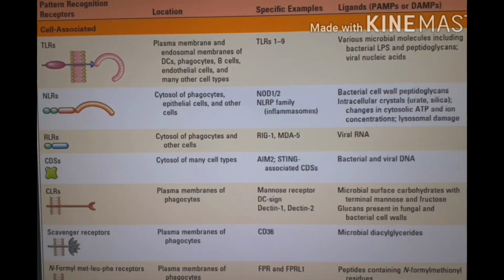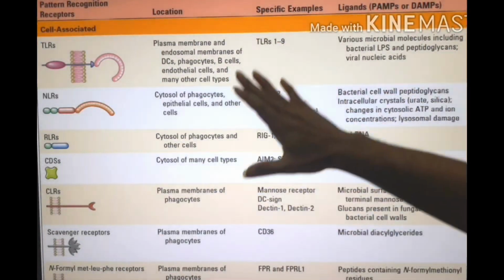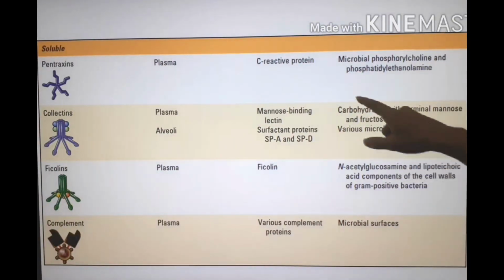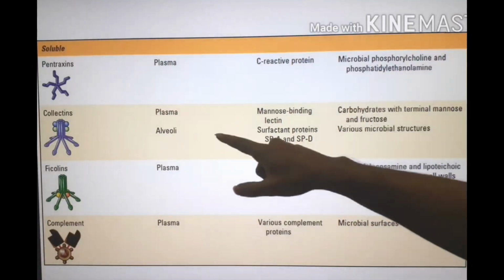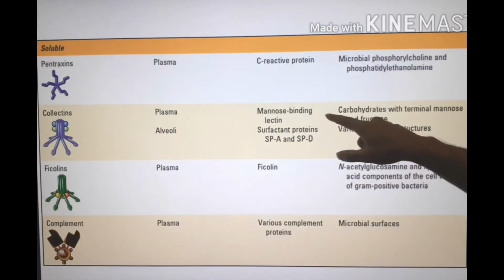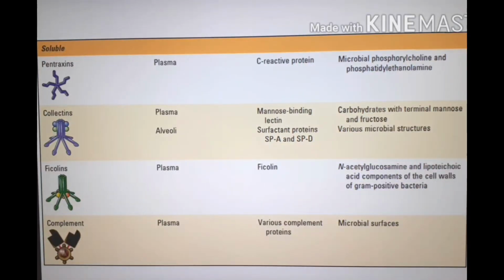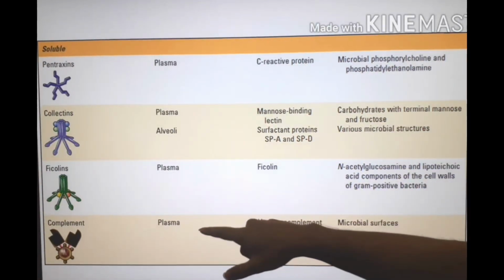Not only that, this receptor can recognize N-formyl methionine because this amino acid is present only on bacteria, not on any eukaryotes. So these are all pattern recognition receptors, and there are also soluble molecules like pentraxin family molecules called C-reactive proteins, lectins, and in this group mannan-binding lectin, and surfactant proteins like SPA and SPD are components, for example ficolin, and the complement pathway.